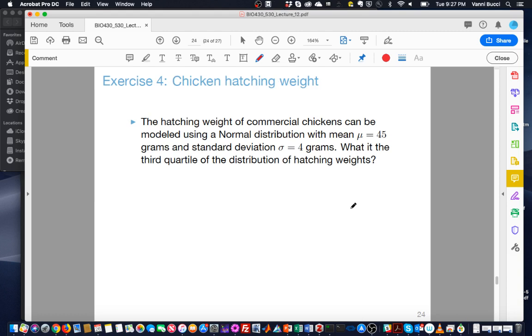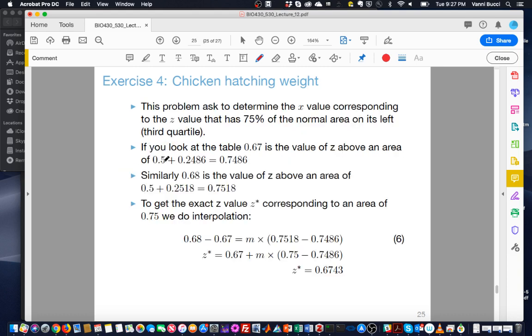So the final example is about hatching weight of chickens. We know that at birth chickens hatch with a weight which is normally distributed with mean equal to 45 and standard deviation equal to 4. What is the third quartile of the distribution of hatching weight? We want to know what value of x corresponds to having 75% on its left. So if we look at the table, what do we find?